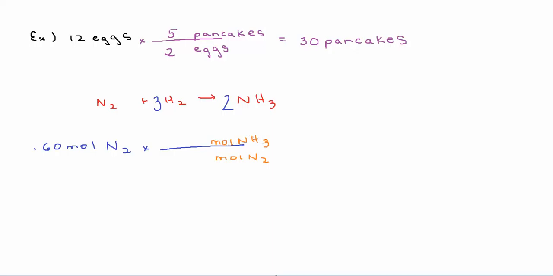Okay? And now, just like up above, I used my recipe. I'm going to use this recipe here for my mole to mole conversion. So the number that's in front of NH3, that coefficient, that's the number that's going to go right here. So that's a 2. And then the number that's in front of N2, that's going to go in front of moles of N2. So that's just a 1. And so what I get for my answer is just 1.2 moles of NH3. And that's it.